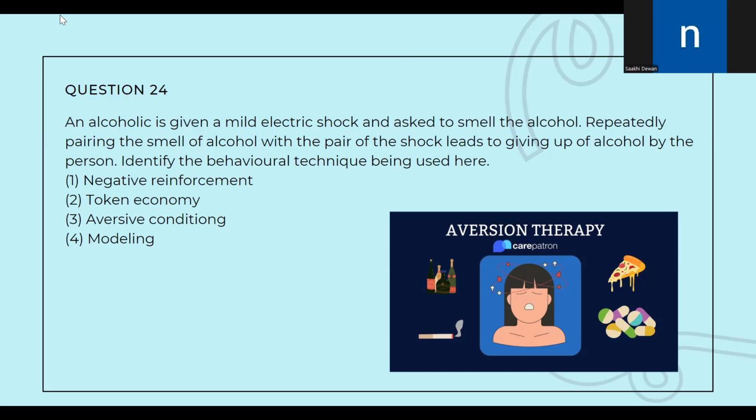All right. Let us move to the next question. Question number 24. An alcoholic is given a mild electric shock and asked to smell the alcohol. Repeatedly pairing the smell of alcohol with the shock leads to giving up of alcohol by the person. Identify the behavioral technique used.